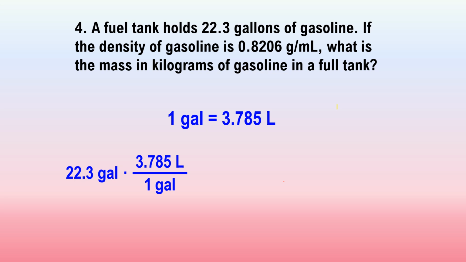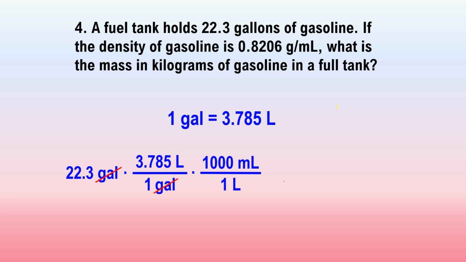Okay, here we go. So 22.3 gallons, we want to first convert the gallons to liters, which is multiplying that by 1 gallon equals 3.785 liters, eliminating the unit of gallon and changing into liters. And then we want to convert the liters into milliliters, by changing 1 liter to 1,000 milliliters.